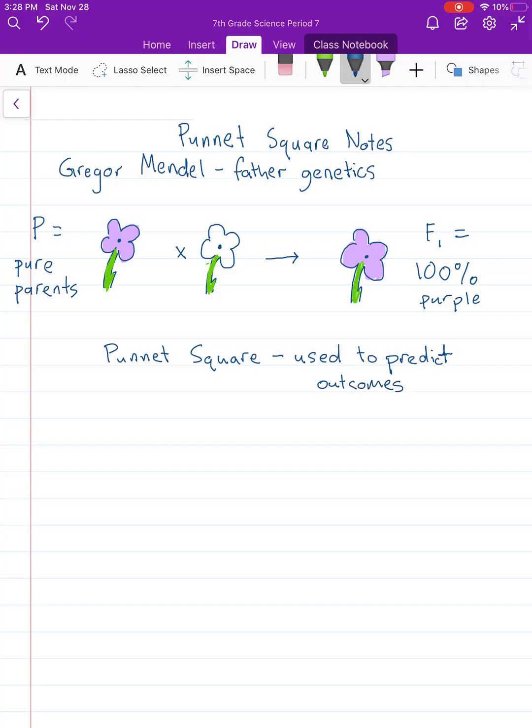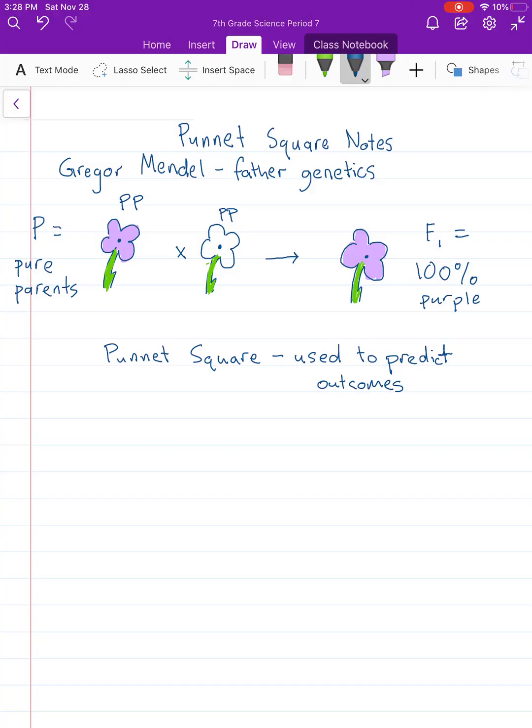After the fact, we can see what happened, but the pure parents have what we call genotypes. So a pure purple would be big P, and a pure white would be little p, because we used the dominant trait. We figured out what the dominant trait was from the F1 generation. The F1 generation was all 100% purple, so purple's got to be dominant.